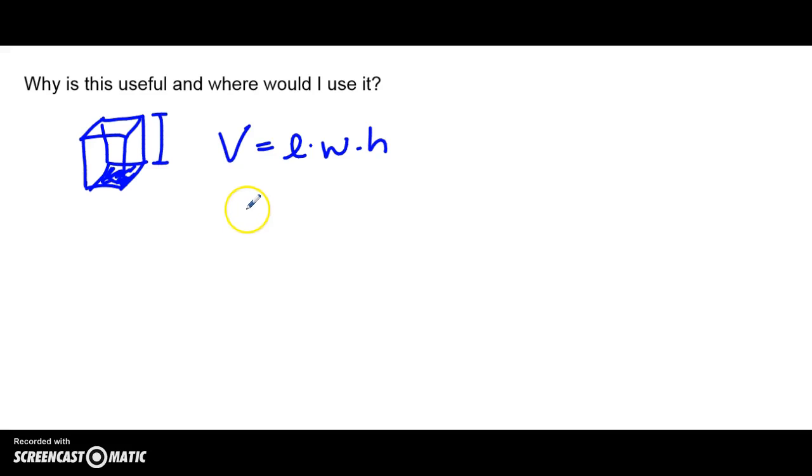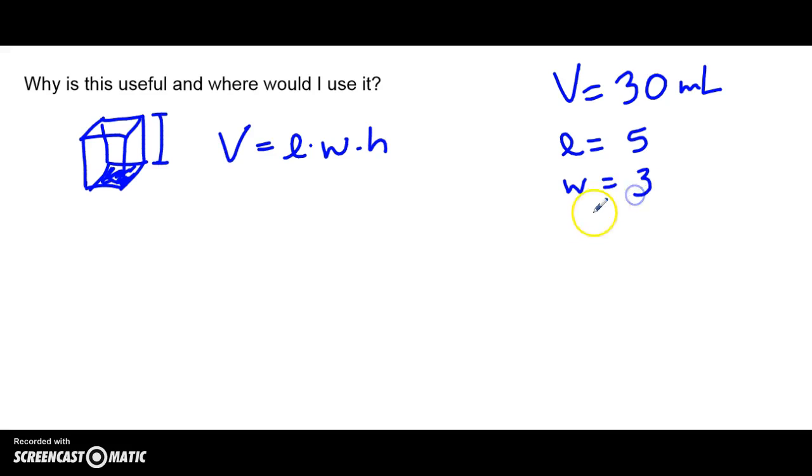So what if I told you that the volume of this shape was, I don't know, let's try it, 30. I'm going to write that over here. Volume equals 30. Let's say that it's in milliliters. And then I told you that the length was equal to 5 and the width was equal to 3. And I didn't know what the height was.